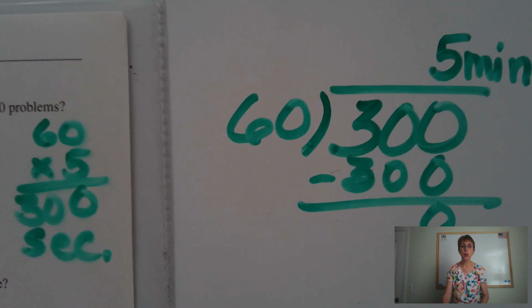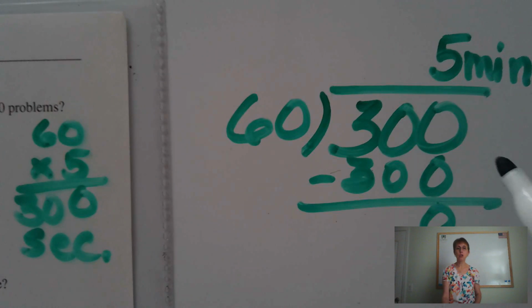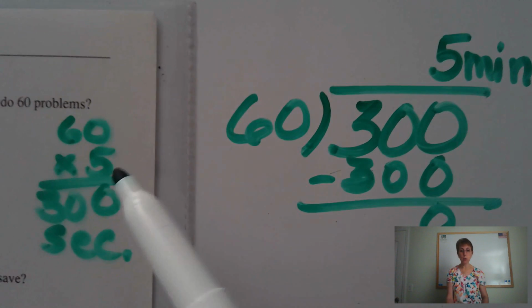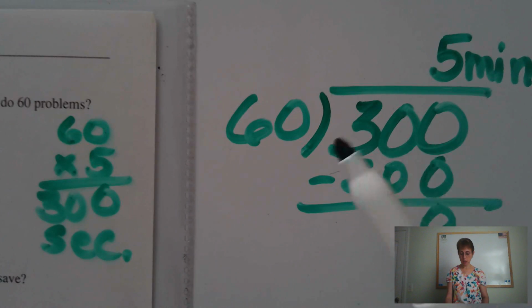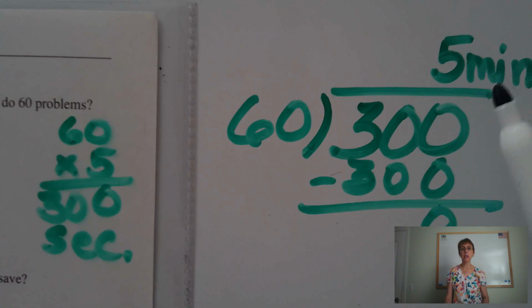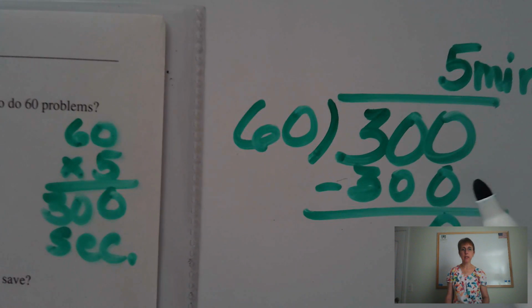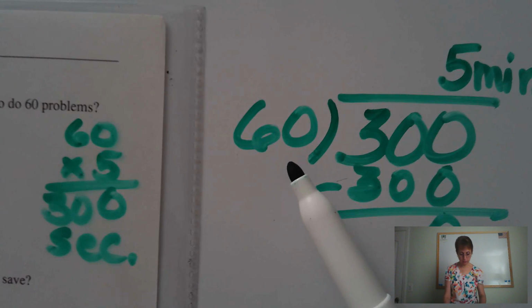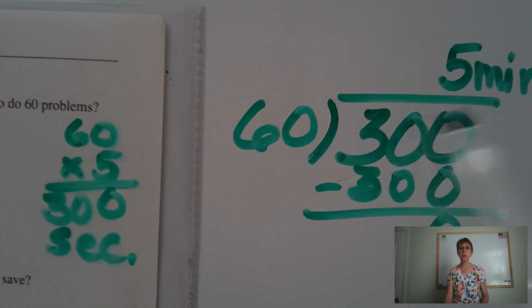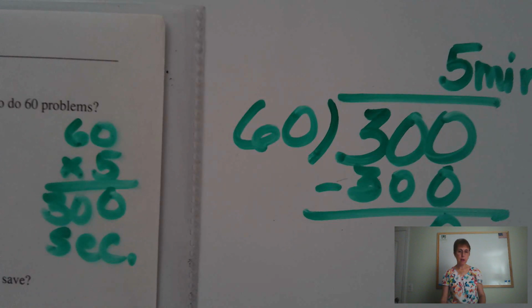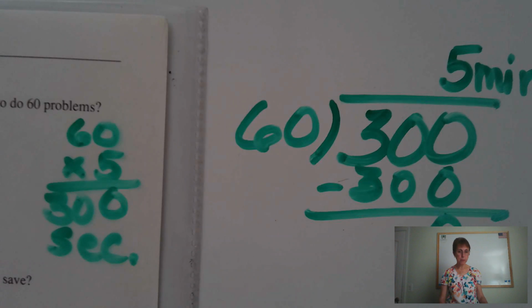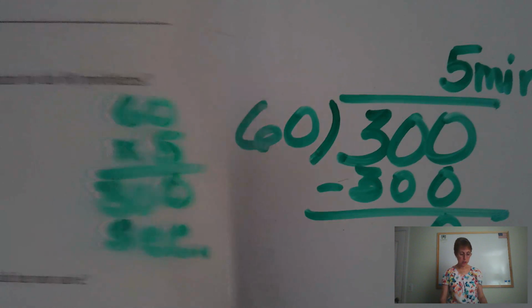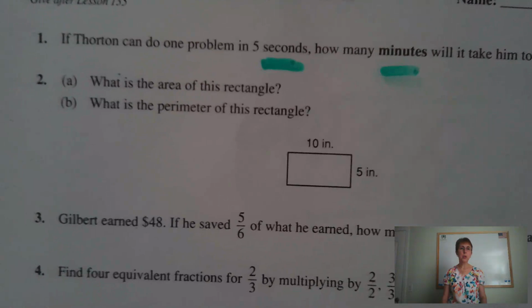So it took him 300 seconds to do 60 problems, and then we converted that. We changed that into minutes by saying 300 seconds divided by 60 seconds in each minute. It will take him 5 minutes to do 60 problems. All right, let's go on to number 2.